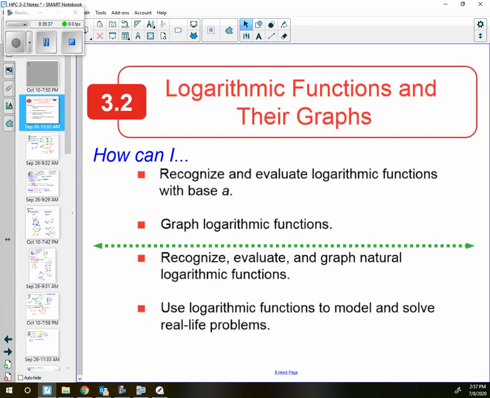All right, so back to our essential questions. Being able to recognize and evaluate log functions using all those log properties, and then being able to make a sketch of a log. Use its exponential, and we can switch the domain and the range.